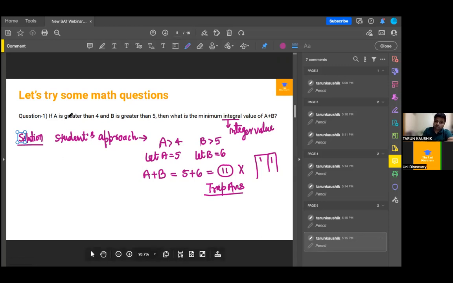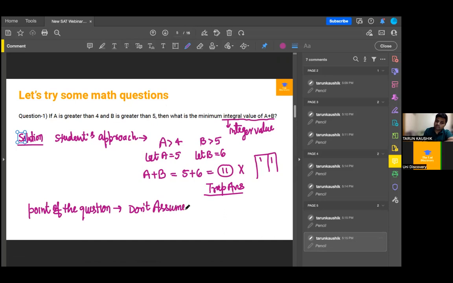So if we read the question one more time, it says that the sum of A and B must be an integer. But there is nothing specified in the question related to A and B, whether they are integers or not. So the point of the question is, do not assume anything unless it is clearly specified in the question stem.